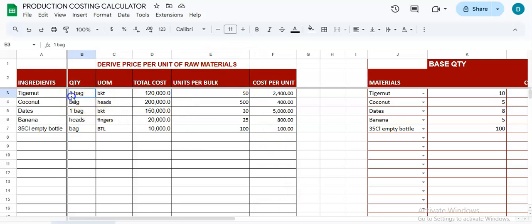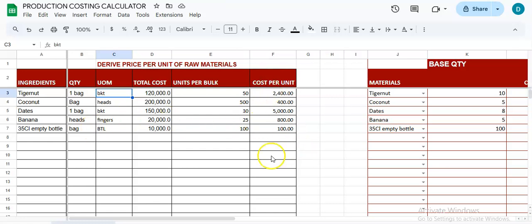Now look at it. The cost of one bag is 120,000, but we are measuring in bucket. So assuming we want to do production with 5 buckets, what is the cost of 5 buckets? That is exactly what we are doing here. So here you will tell the system how many of this bucket, or this unit of measure, is inside this bulk quantity that you buy. So here we are telling the system we have 50 buckets of tiger nut inside one bag of tiger nut. So because of that, the cost of one bucket is now 24.